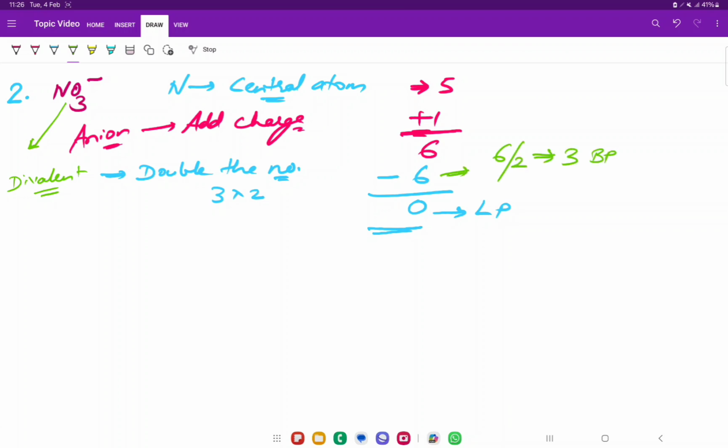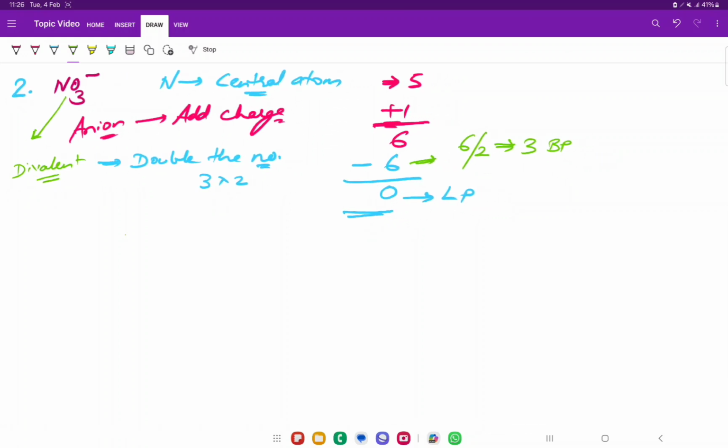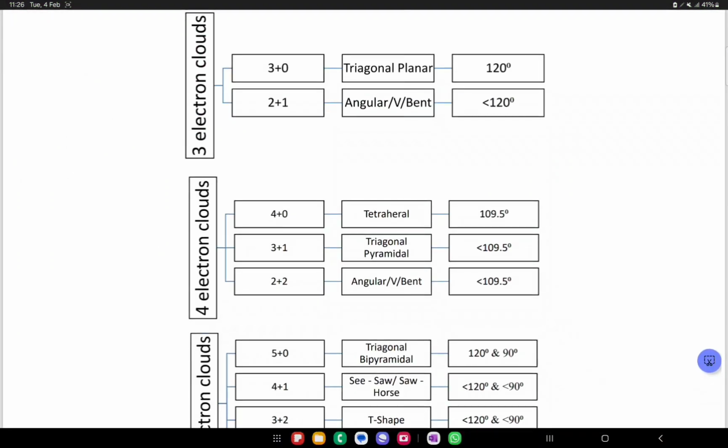So what does the molecule have? 3 bond pairs and 0 lone pairs. Thus NO3 has 3 bond pairs plus 0 lone pairs. For 3 bond pairs and 0 lone pairs, the shape and geometry of the molecule is trigonal planar, bond angle 120 degrees. So this will be the shape and geometry of the molecule.